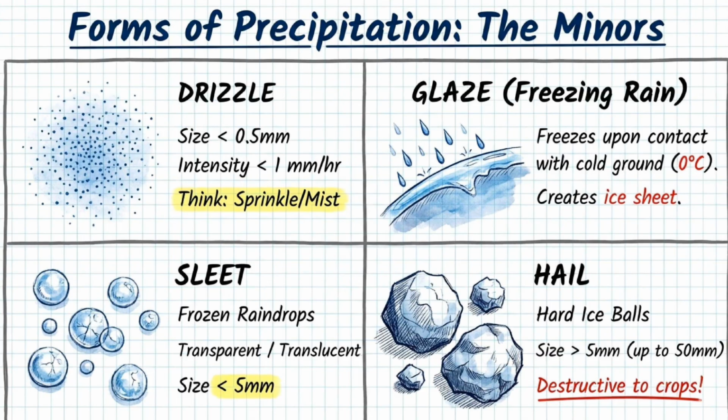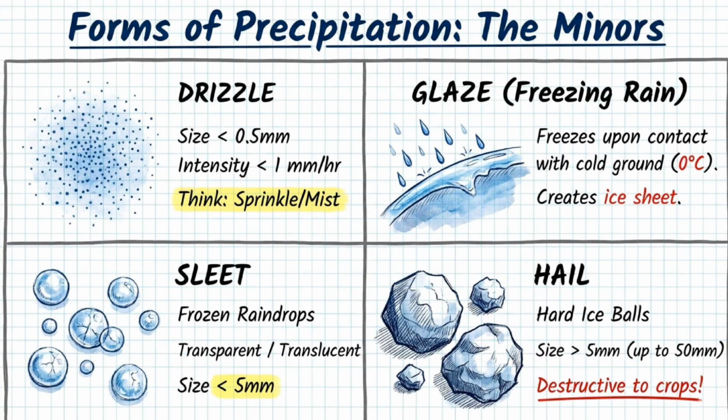Good. Now let's move to the next type, glaze, freezing rain. Look at the slide. It says freezes upon contact with cold ground, 0 degrees centigrade. Think about the process. Rain falls as liquid water from the cloud. The ground or surface is below 0 degrees centigrade. When the raindrops touch the cold surface, they immediately freeze. So it forms a thin layer of ice called an ice sheet.